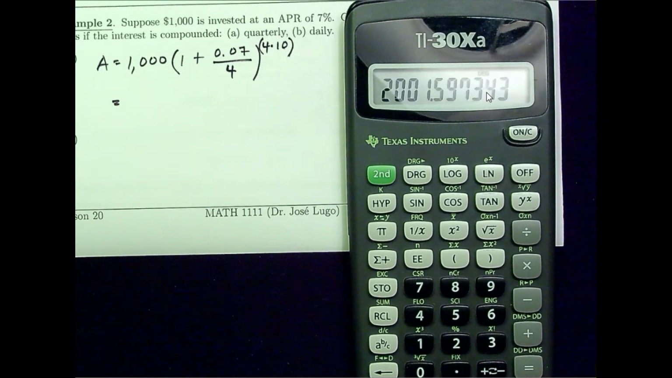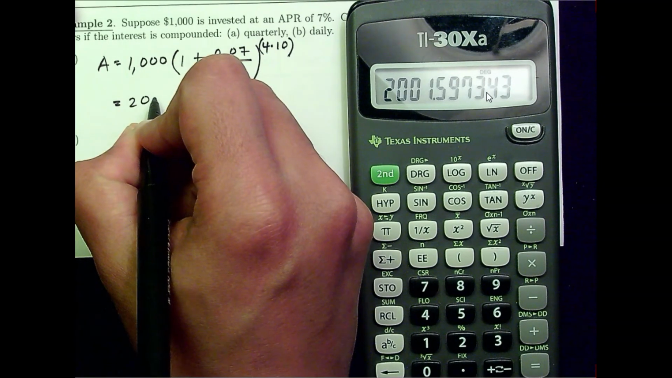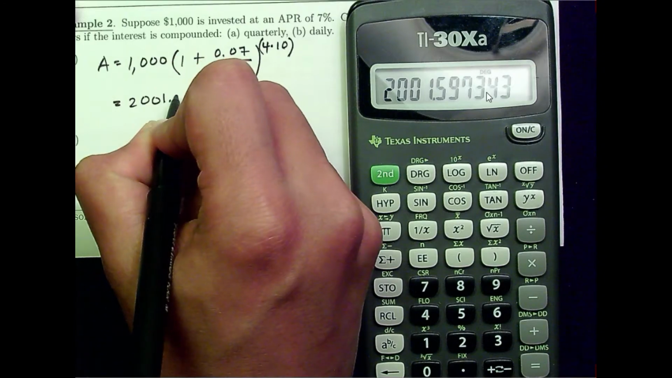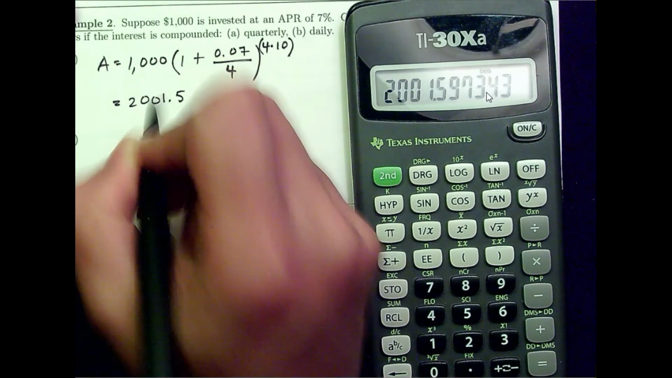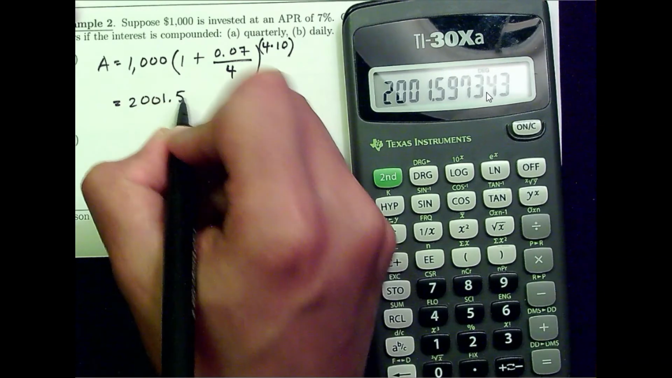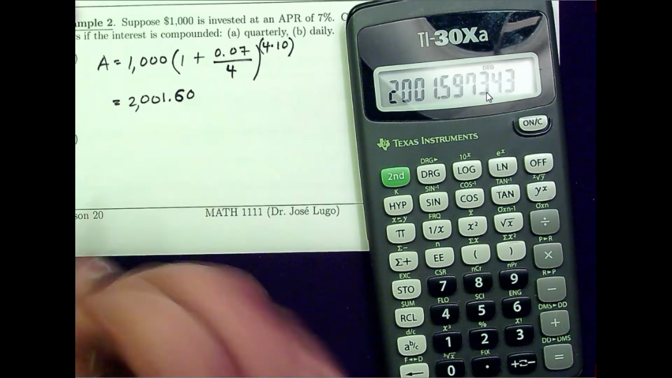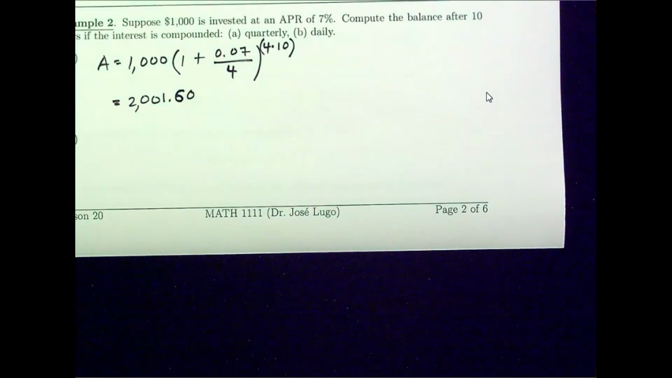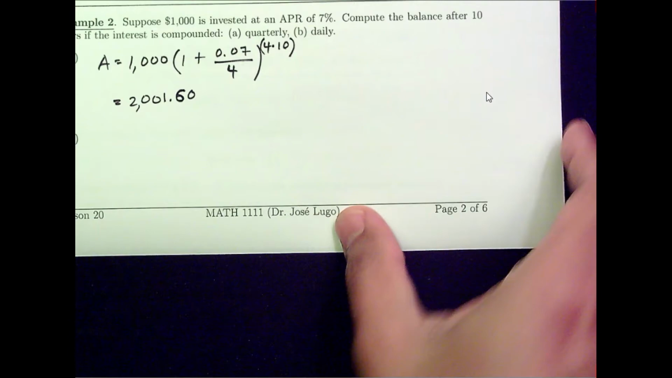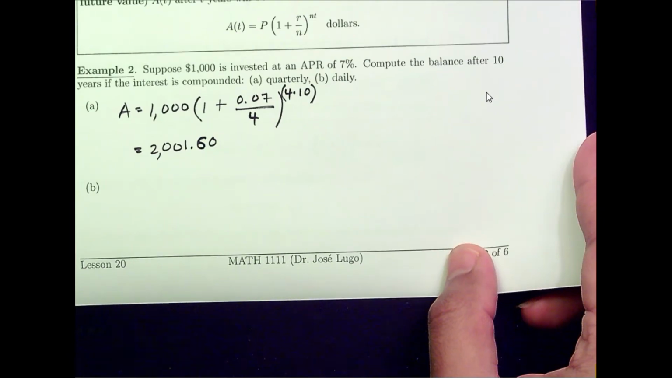And then I hit the equal sign, and then I get this number, which is 2001.5, and then this is money, so we really have to round to 2 decimals. So if you round that to 2 decimals, that's actually 0.60. Right, and that's it. So this person is going to have $2,000 after 10 years if they invest $1,000 at 7%, compounded quarterly.